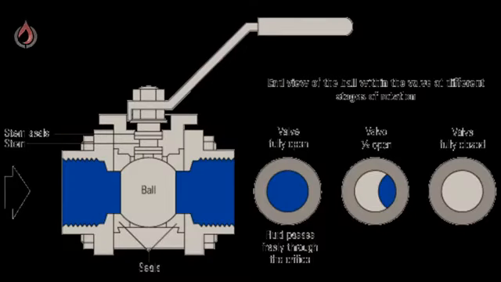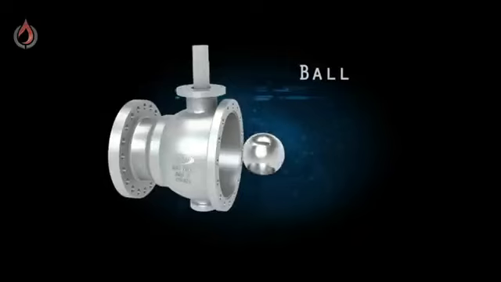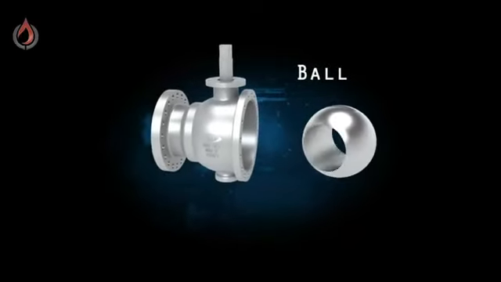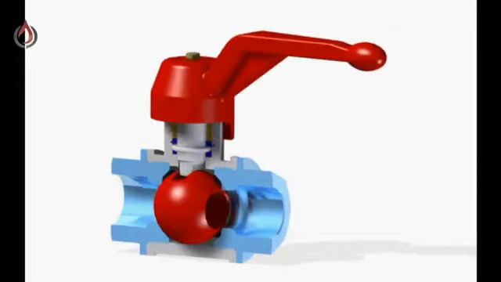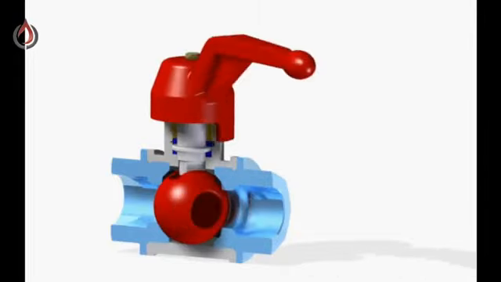Now let's talk about controlling of ball valves. The closure element of a ball valve consists of a ball-shaped disc. The valve is opened by a quarter turn of the actuator.